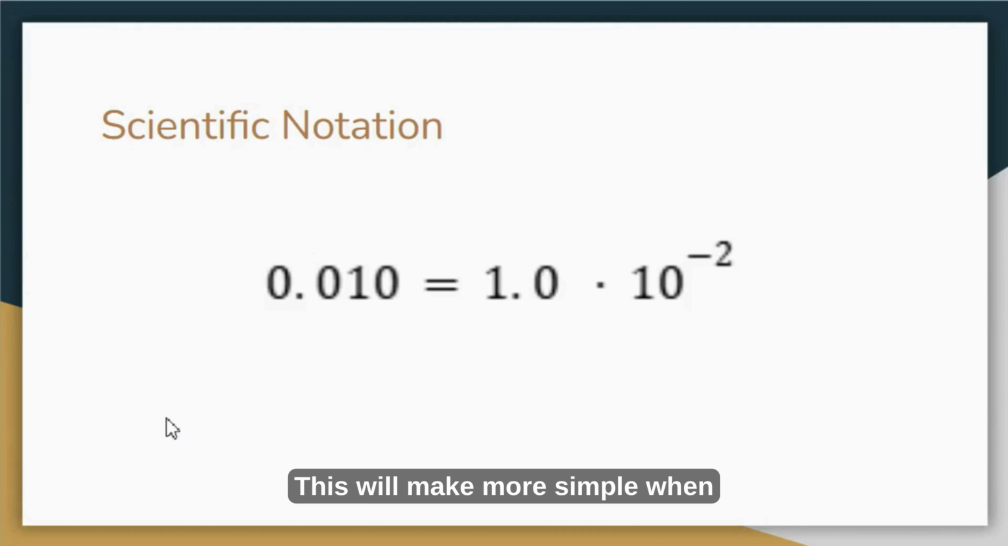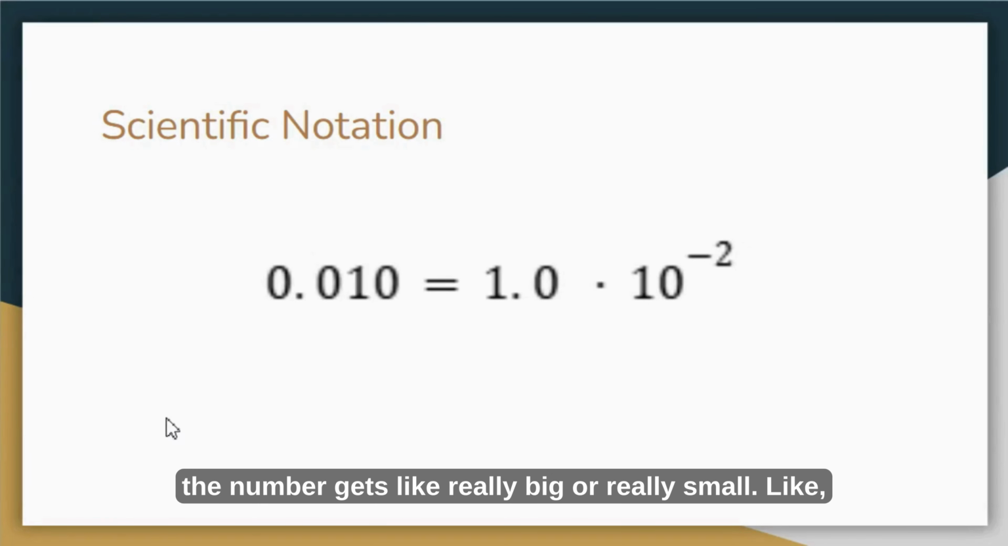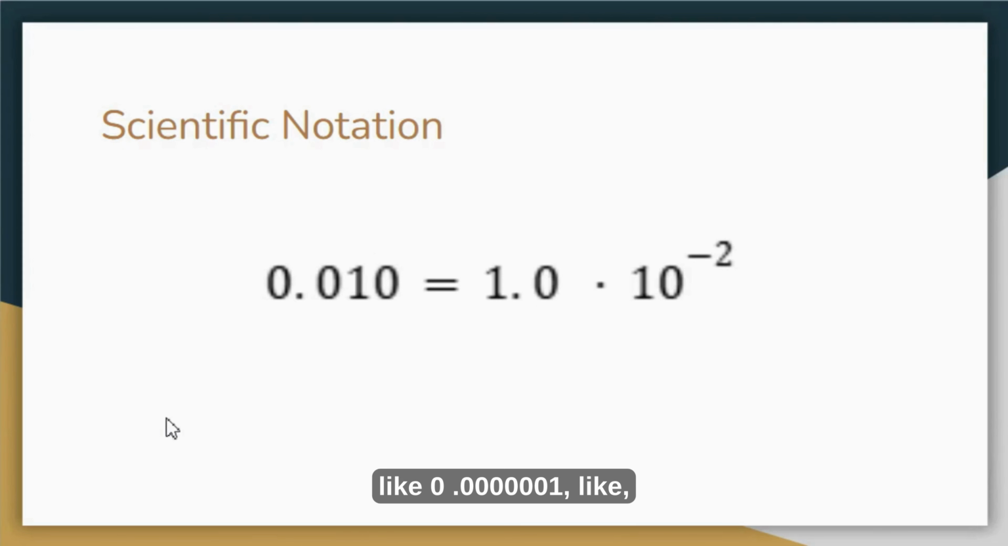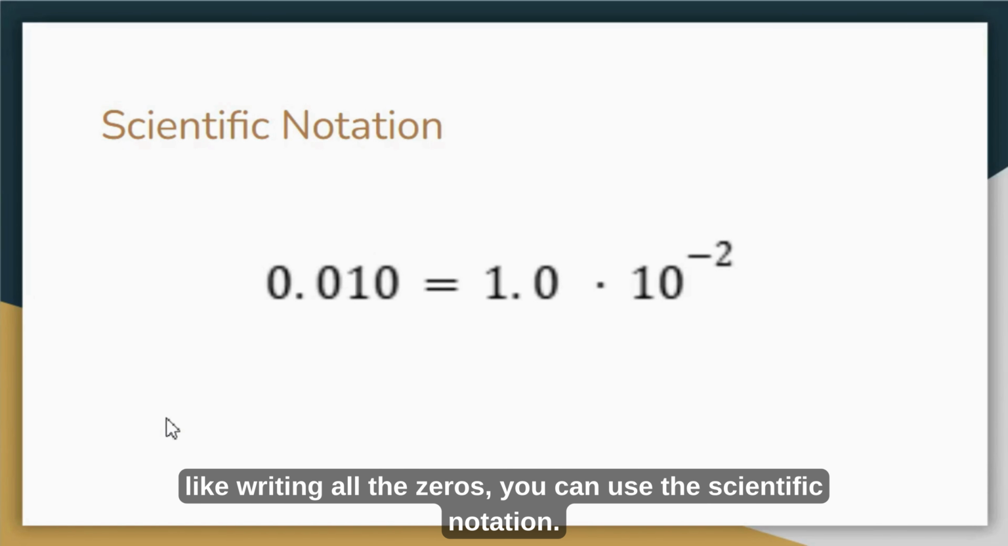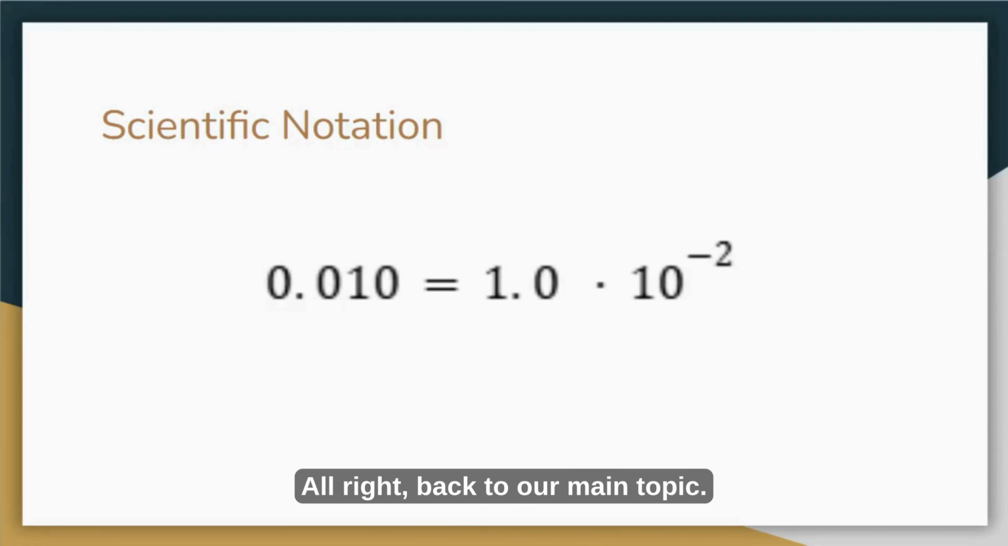This makes things simpler when the number gets really big or really small. You don't want to express 0.00000001 by writing all the zeros. You can use scientific notation. All right, back to our main topic.